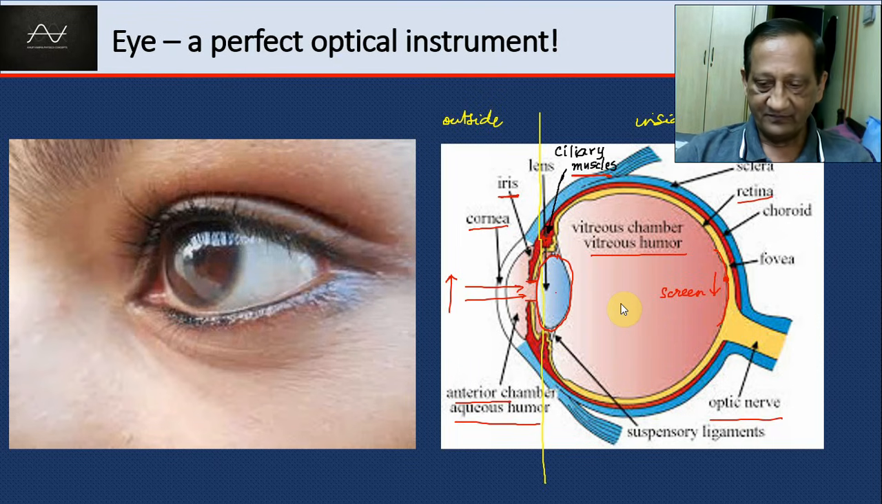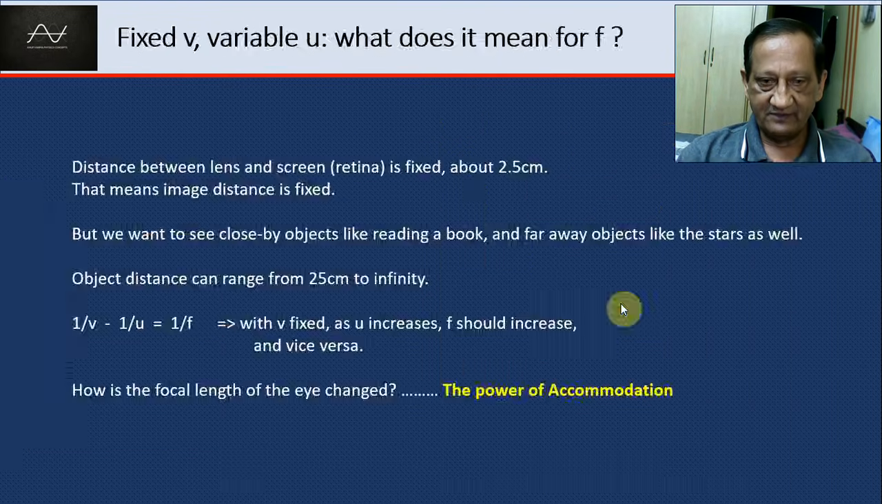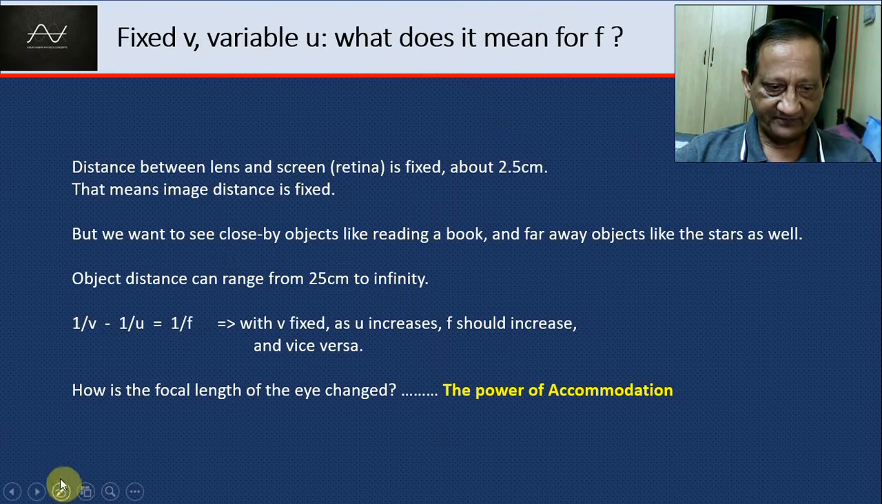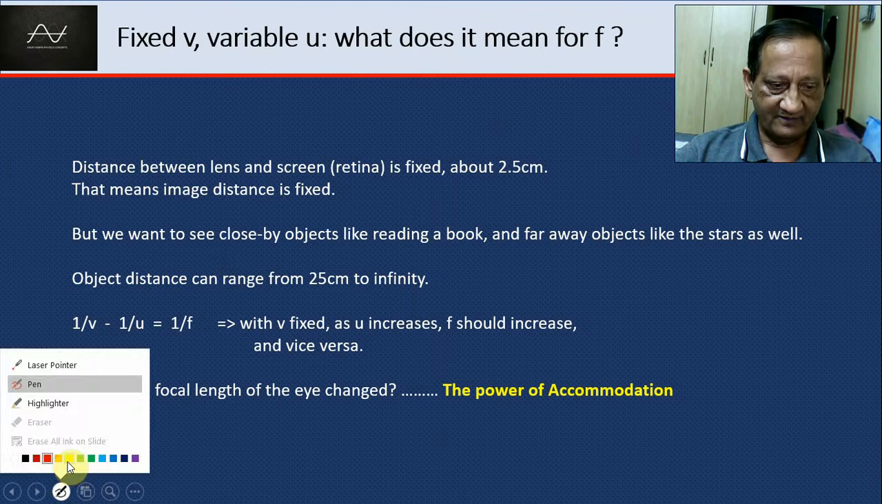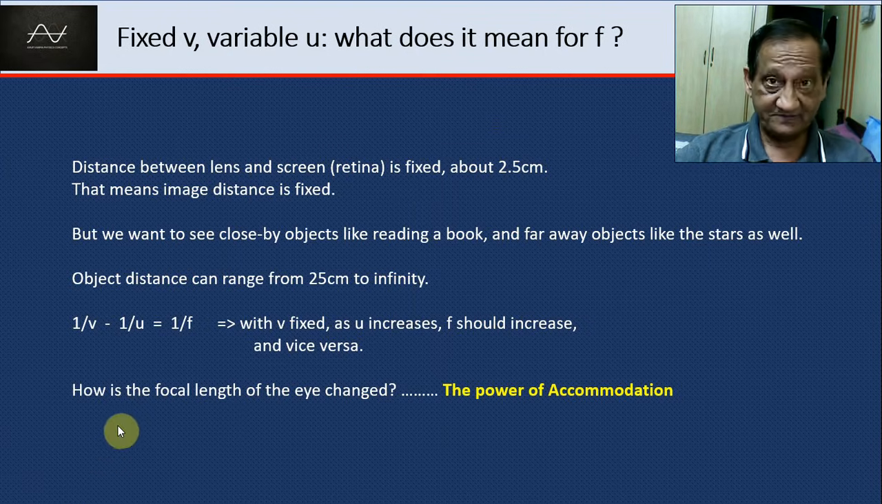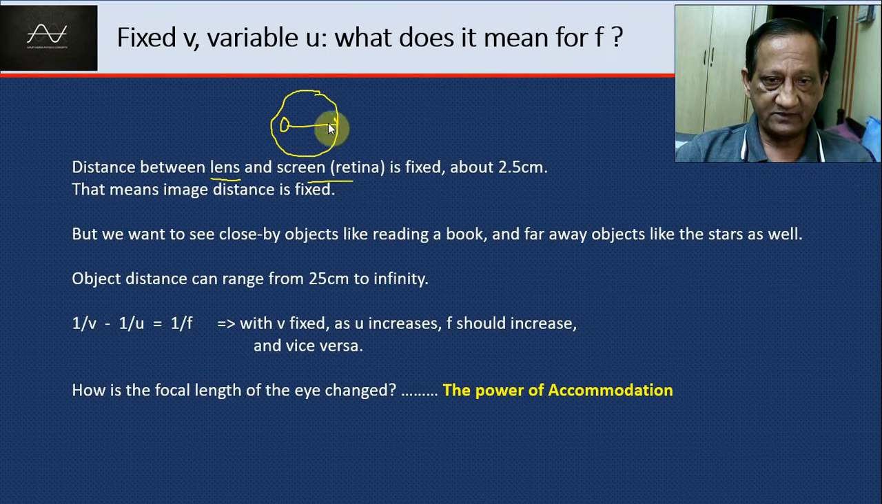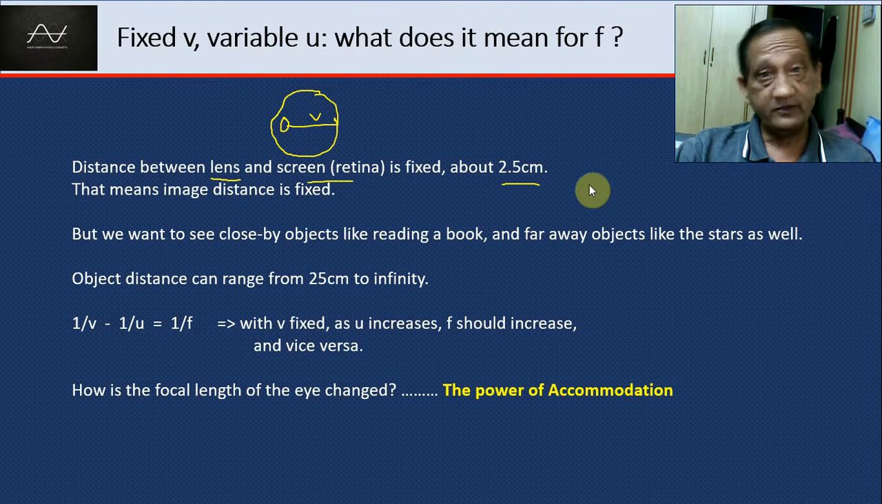So, let us see how this works. First of all, the image distance is fixed. For all types of objects, the image distance is fixed. That is the distance between the lens and the screen. If the eye is approximately like this, and this is the lens, and this is the screen, so this is the image distance that is fixed. That is 2.5 centimeter.